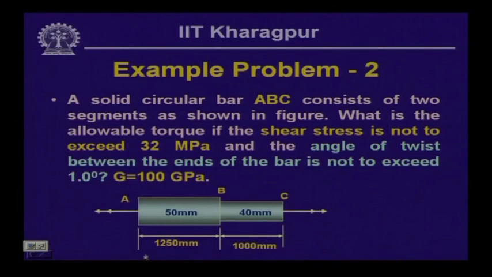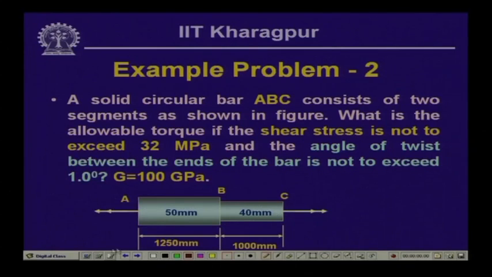Now, again for part, T by J is equal to tau by rho. So, we will have to compute the twisting moment, tau is given. So, this is tau J by rho. Now, here if we look at the part AB, AB is of 50 millimeter diameter and part BC is of 40 millimeter diameter.